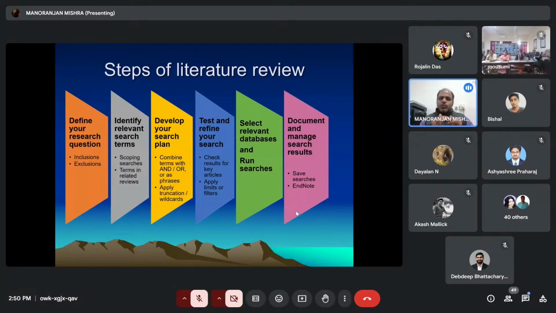Again, you can go to PubMed. So there are a number of search databases, and you have to check about these databases. Then you run the search. Then get these documents and manage these search results.